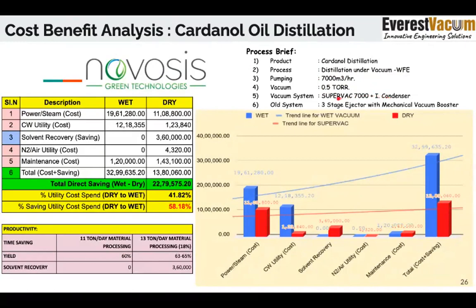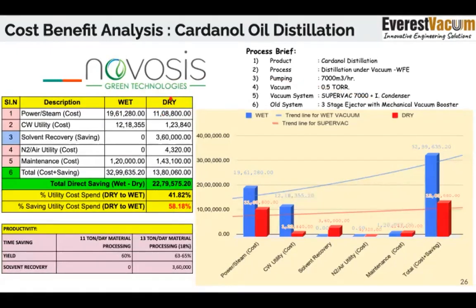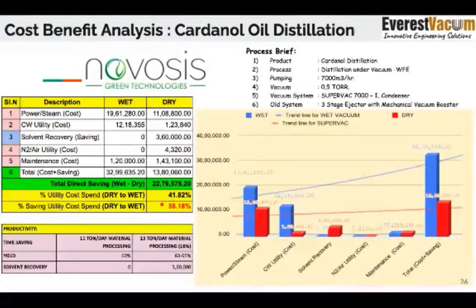What the customer was earlier using was a 3-stage ejector with a mechanical vacuum booster. Now this benchmarking is with a semi-dry, because he was already using 2 mechanical vacuum boosters, versus completely dry. Here for 7,000 meter cube, the customer is saving 22.79 lakhs. If I put a percentage to it, he is saving almost 58.18% in terms of direct utility cost.